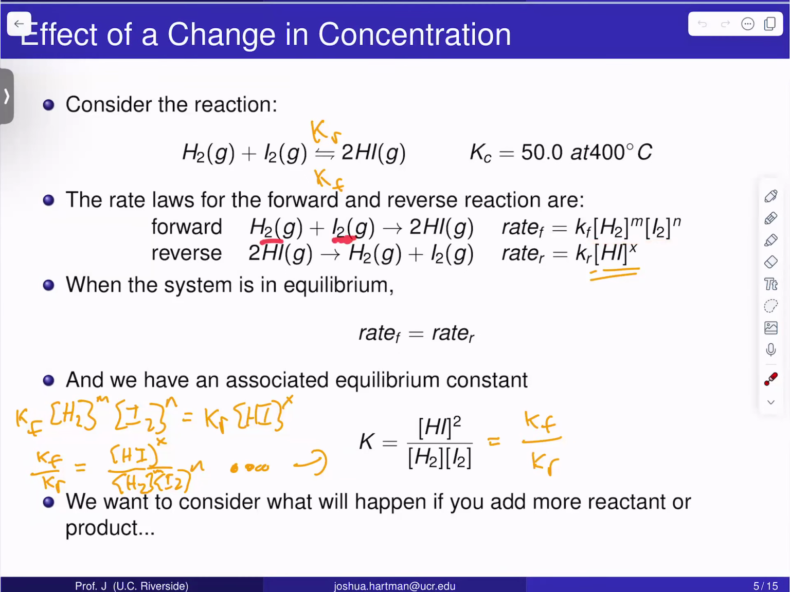The rate of the forward reaction is going to depend upon the concentration of those reactants. And again, the powers would be specified through most likely some experimental method. And then, of course, similarly, we'd have the rate of that reverse reaction, which will depend upon the concentration of products and the products turning back into reactants. Okay, so you have the rate of the forward, the rate of the reverse, and when the system is at equilibrium, of course, the rates in the forward and reverse direction will be the same. And so associated with this reaction is an equilibrium constant.